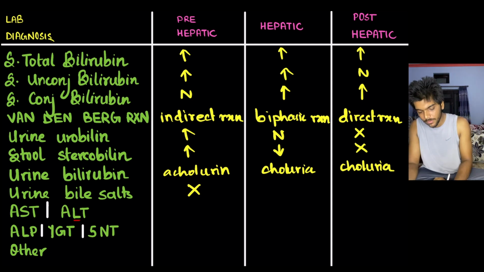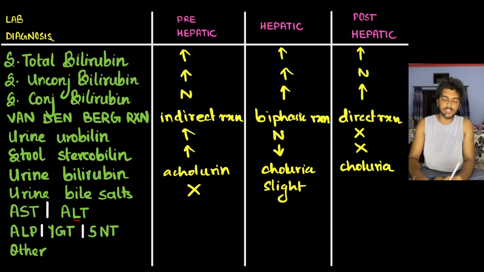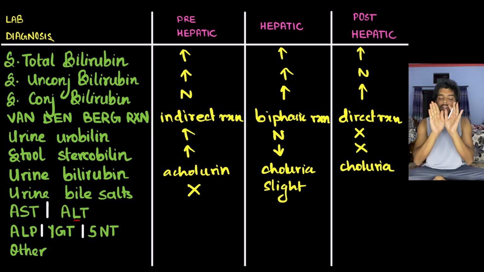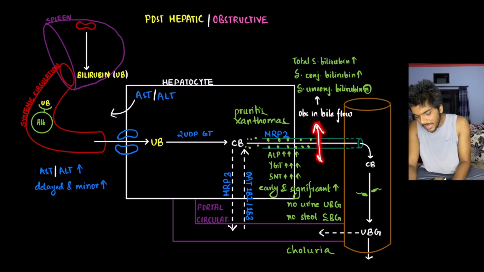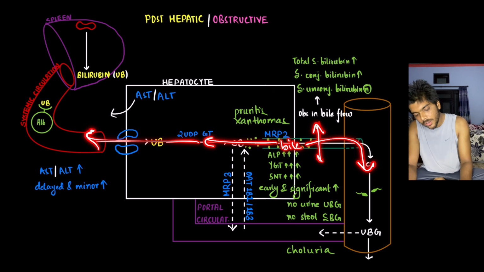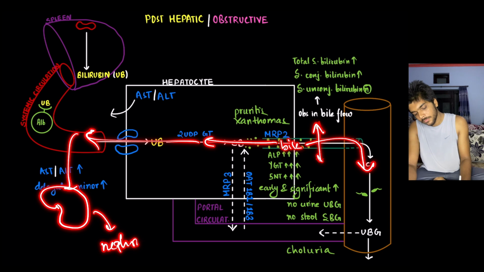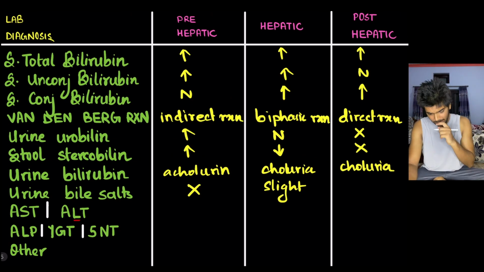Similarly in hepatic as well, there can be a slight amount of urine bile salt. Why? Because in hepatic jaundice, along with loss of function of the cell, there is also swelling of the cell, resulting in compression of the bile canaliculi. So there is a certain level of obstruction taking place. When there is obstruction, the bile salt will not enter the duodenum. It will be pushed back into the circulation. From the circulation, it can reach the kidney, from the kidney into the nephron. So a slight level of bile salt is seen.